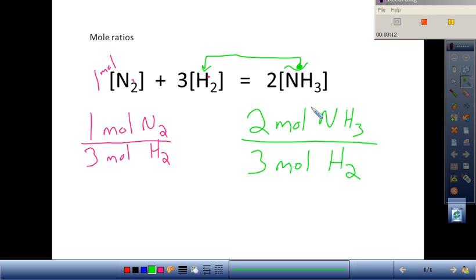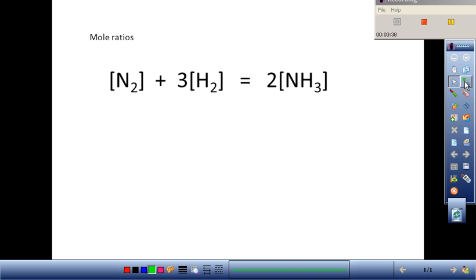Someone asked, do I reduce these if I can? Obviously, these you can't. Do not reduce these. It just leads to mistakes. It's not really going to help you. It'll get reduced in the long run. So don't worry about reducing if that ever comes up. All right, so these are some mole ratios. And we could do more of them, but we don't need to. That's enough for now.